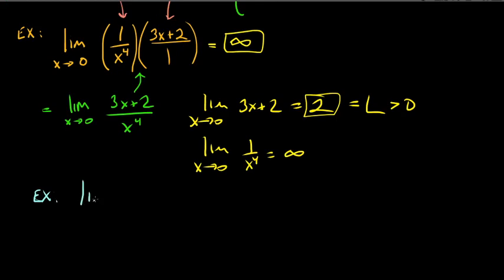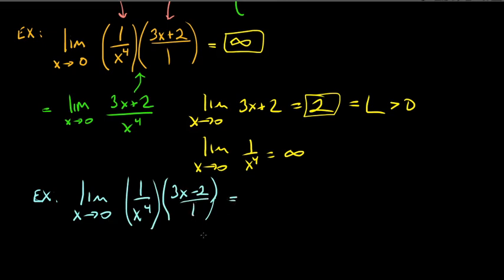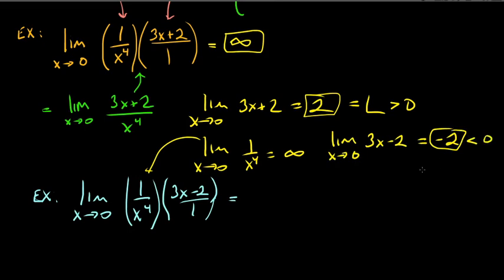Right. So very similar example. X is still going to 0. And I still have 1 over x to the 4th, but now it's going to be times 3x minus 2 over 1. So what's that going to be? In this case, again, f of x still goes to infinity, but now, as x approaches 0 of 3x minus 2, that limit will be negative 2. So in this case, we're going to get negative infinity.